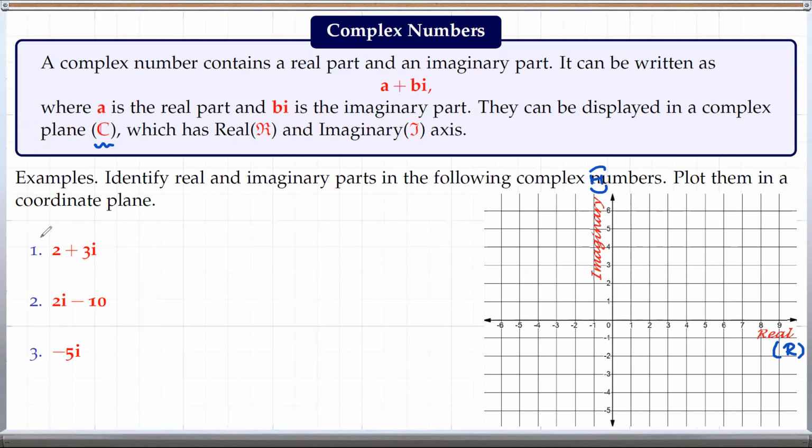So let's plot these complex numbers in this plane. We have 2 plus 3i. The real part is 2, and we have 3i over here. So the complex number 2 plus 3i is right here.